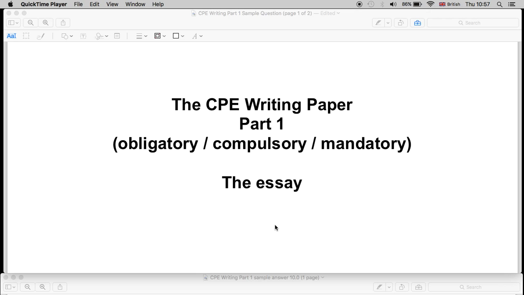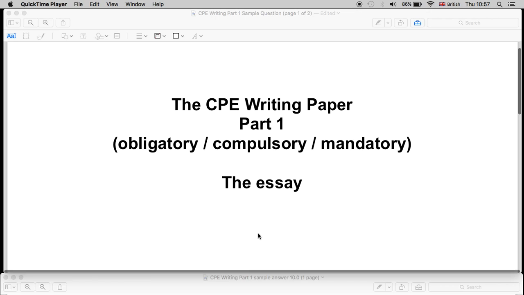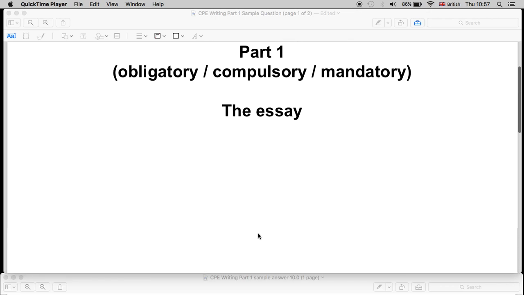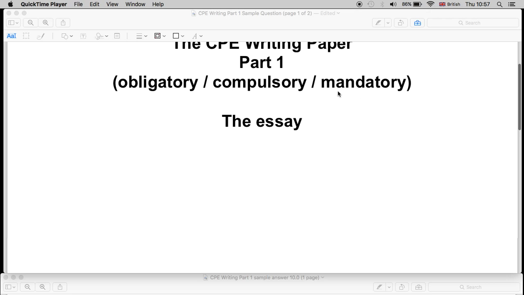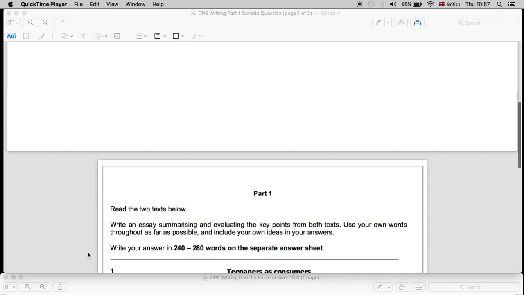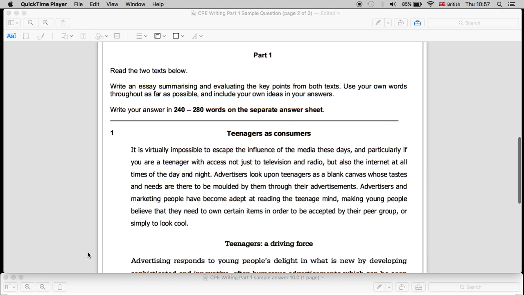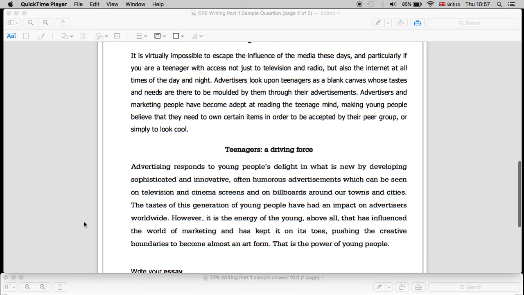In part 2 of the paper, you're given some options. But speaking of options, why have I chosen to say the same thing in 3 different ways? Obligatory, compulsory, mandatory. Well, essentially, this is one of the keys to doing well on this part of the paper, that is, using synonyms and a wide range of vocabulary to demonstrate your language prowess. Let's take a look.